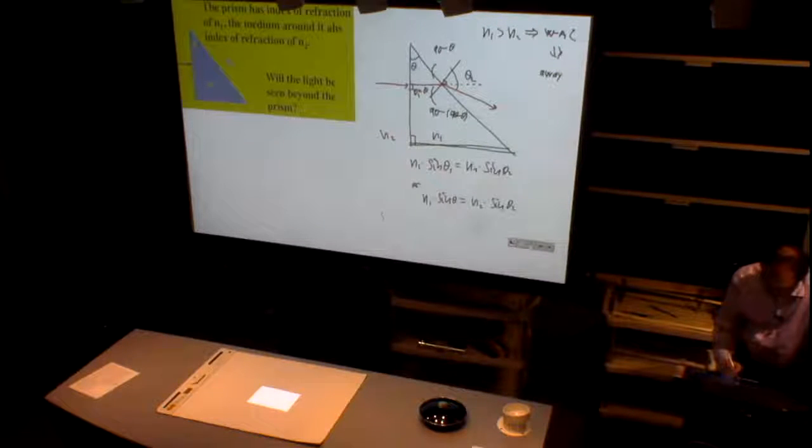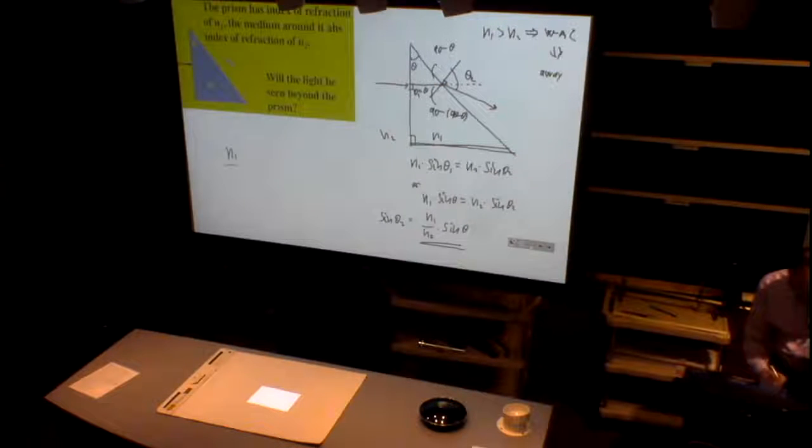Or sine of theta 2 should be equal to N1 over N2 times sine theta. What can we say about this ratio, N1 over N2 times sine theta? It is a number, as any number, it has many different values. And the most important is 1. So it could be greater or equal than 1 or less than 1. And of course, it is always positive.